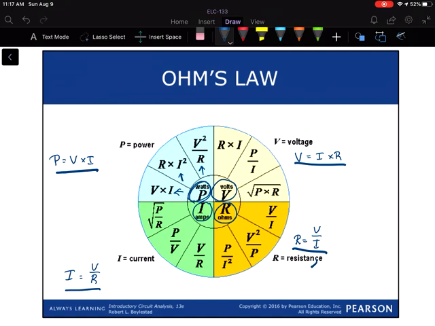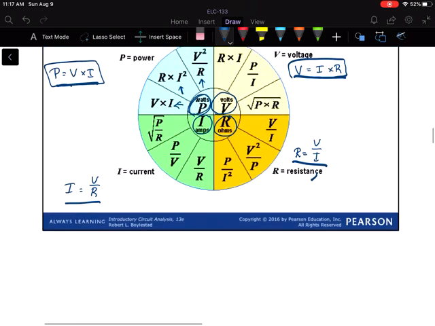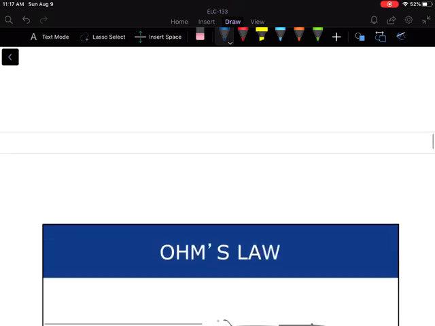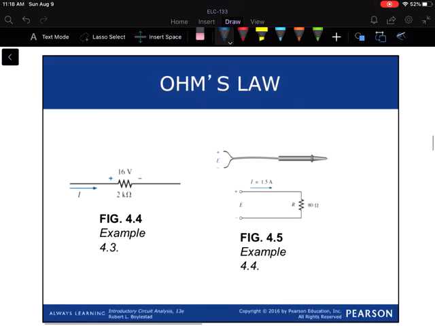So this is how you might use the Ohm's law wheel. It's just all of the iterations of the Ohm's law equation, V equals IR, and P equals V times I. So between those two equations, you can find all of the others. So you need to be familiar with how to calculate Ohm's law.